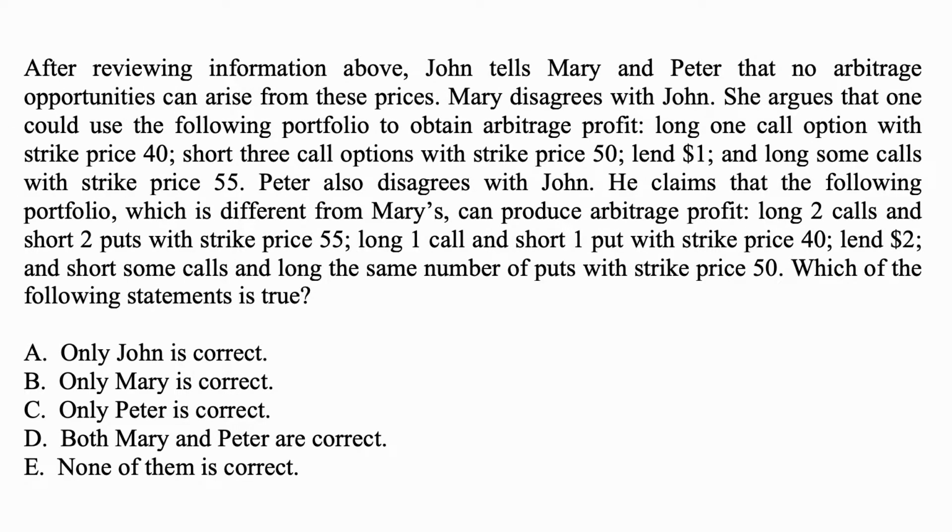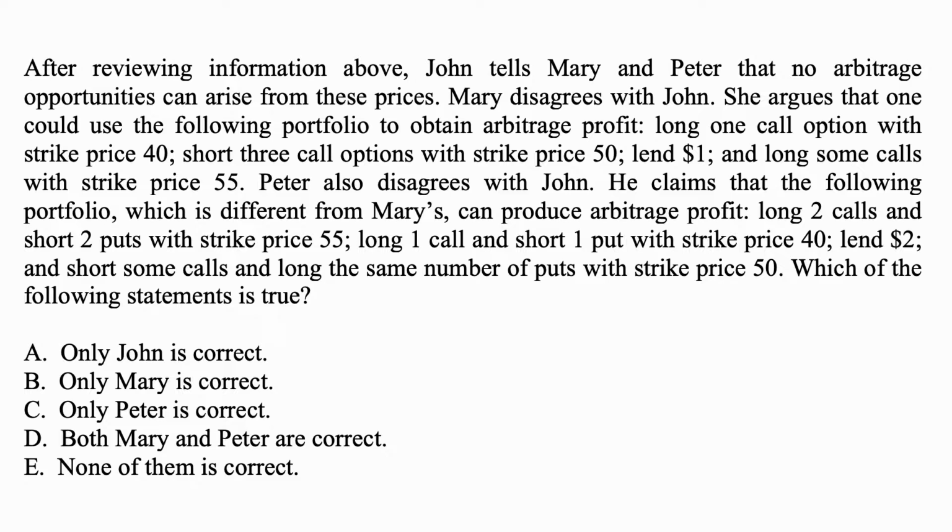After reviewing the information above, John tells Mary and Peter that no arbitrage opportunities can arise from these prices. Mary disagrees with John. She argues that one could use the following portfolio to obtain arbitrage profit. Long 1 call option with strike price 40, short 3 call options with strike price 50, lend $1, and long some calls with strike price 55.